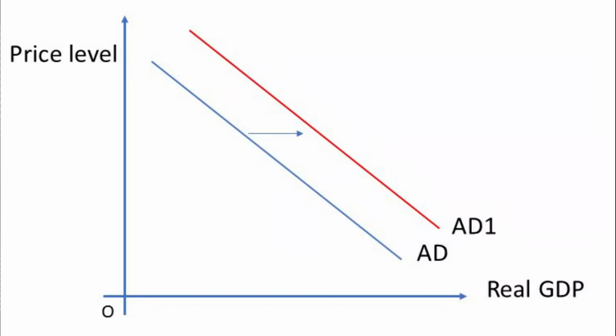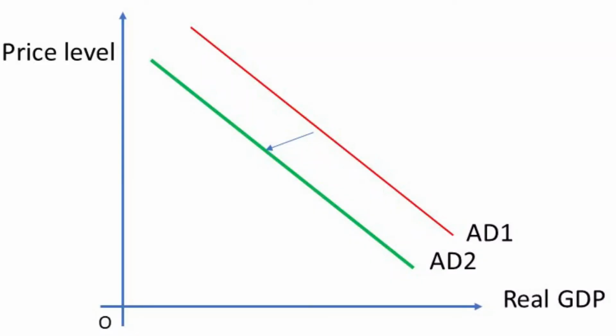And if there is a net negative change in these factors, what does this mean? This means some variables might be rising and some might be falling. If the overall net impact is negative, then it means aggregate demand will fall and the aggregate demand curve will shift to the left. So a rise in consumption, investment, government expenditure and net exports will definitely shift the aggregate demand curve to the right, and a fall in these components will shift aggregate demand to the left.